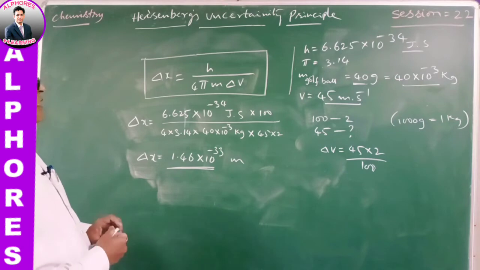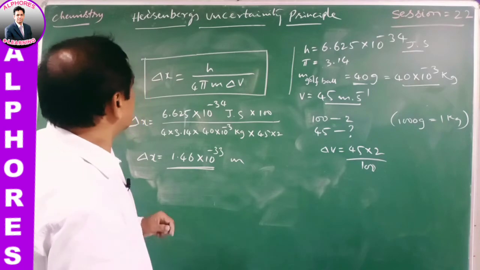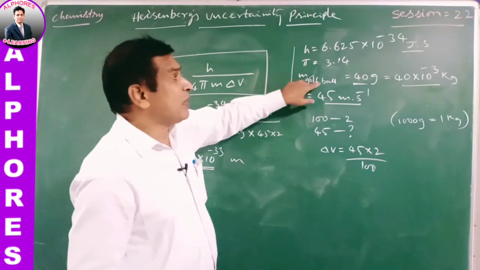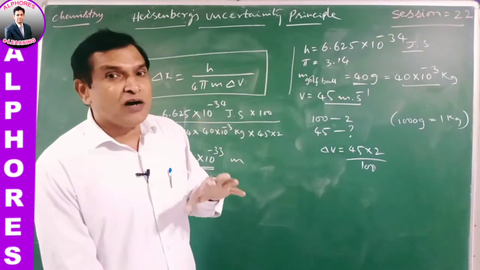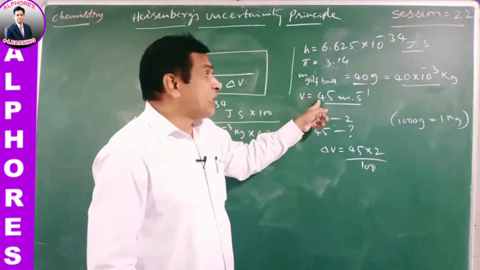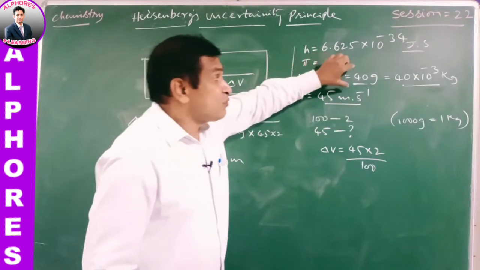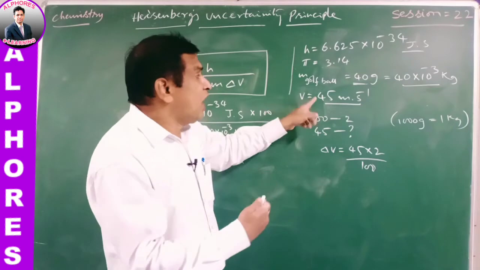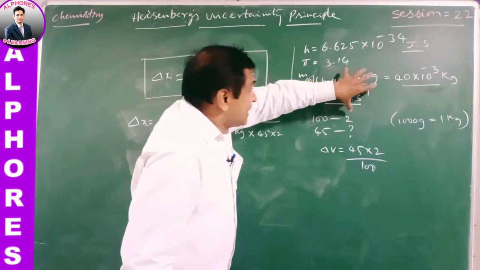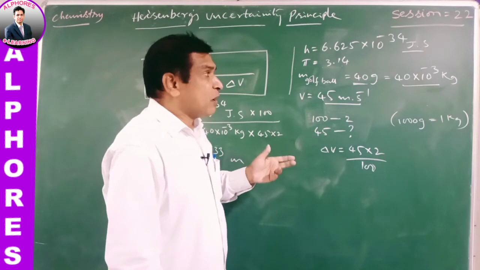So this is the concept of the problem. Once again, let us go through the problem. A golf ball of mass 40 grams is moving with a speed of 45 meters per second. Calculate the uncertainty in the position of the golf ball. That is the problem.